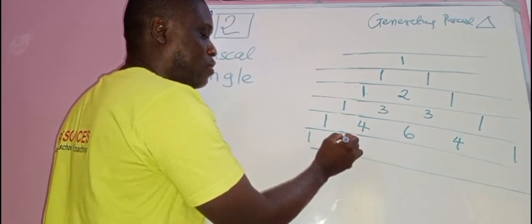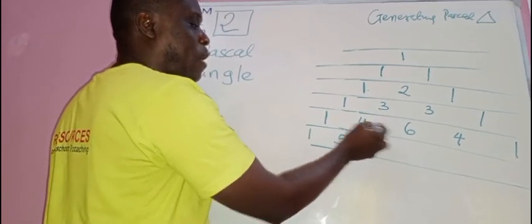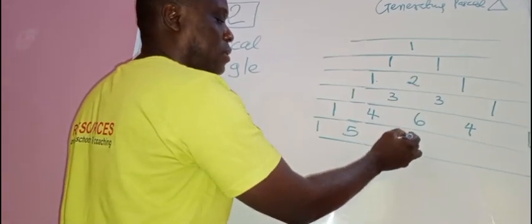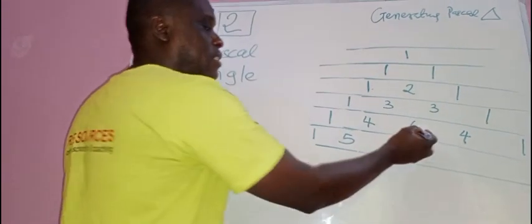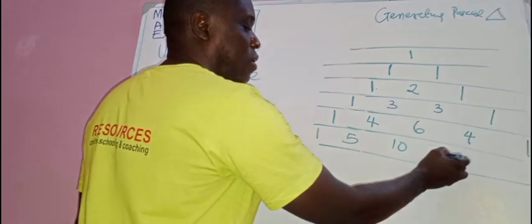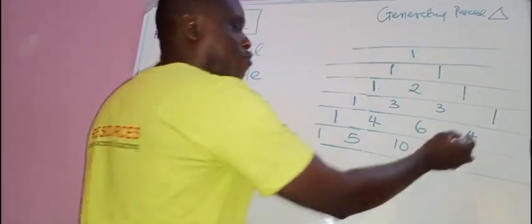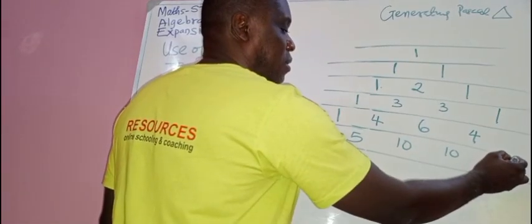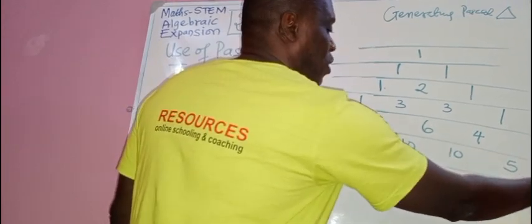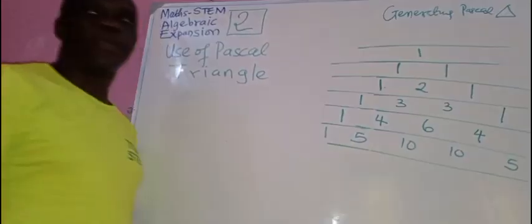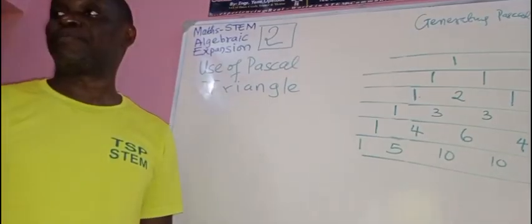5. You put 5 in the middle. 4 plus 6 is 10. 6 plus 4 is 10. 4 plus 1 is 5. Then it ends with what? 1. Now, do you understand that?